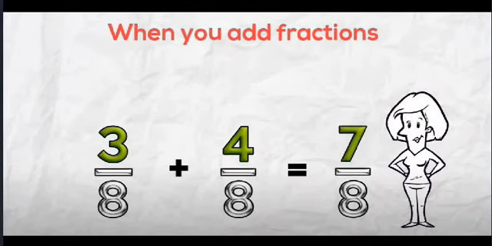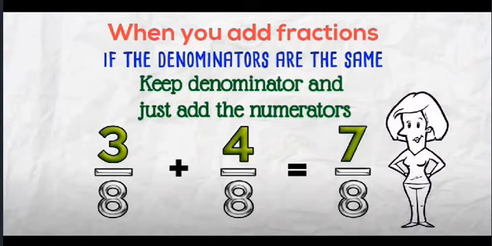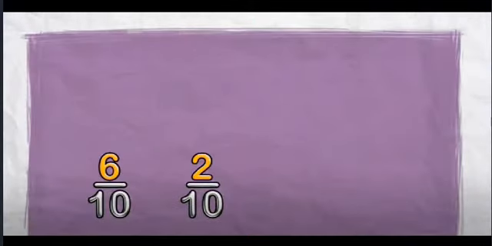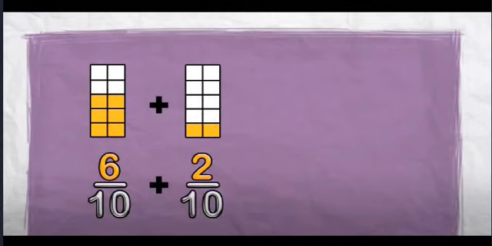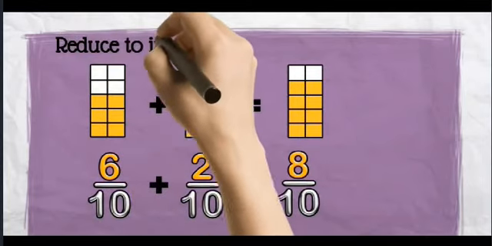So we can say when we add fractions, if the denominators are the same, keep the denominator and just add the numerators. Next one. In this example, we have 6 parts out of 10 plus 2 parts out of 10. Here our denominator will be the same, that is 10. And 6 plus 2 is 8, that is 8 parts out of 10.